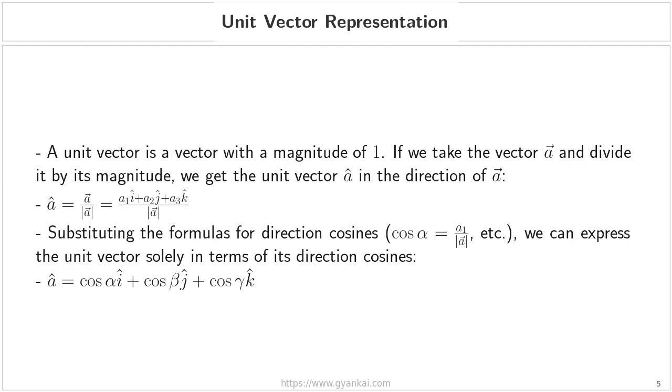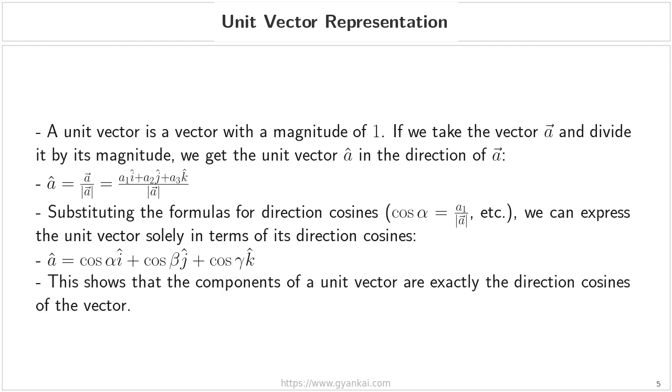Now here is where the magic happens. Remember the formulas we just looked at on the previous slide? We saw that a1 divided by the magnitude of A is actually equal to cosine alpha, and the same applies to the other components. So, if we substitute those direction cosines back into our equation for the unit vector, the expression simplifies beautifully. We are left with a hat equals cosine alpha i hat plus cosine beta j hat plus cosine gamma k hat. What does this tell us?